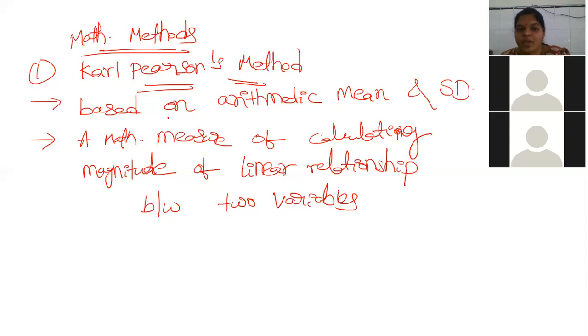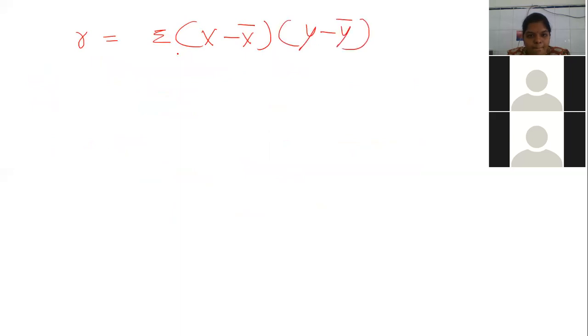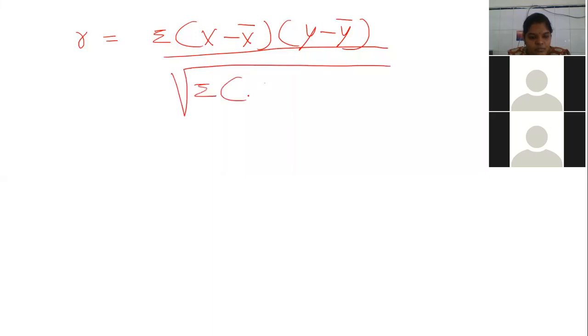And the next one is based on the arithmetic mean and SD. The equation will be there. So all of you should write down the equation. Small r is equals. Write it neatly. This is a very important question. The equation is also very simple to remember. Observe it.